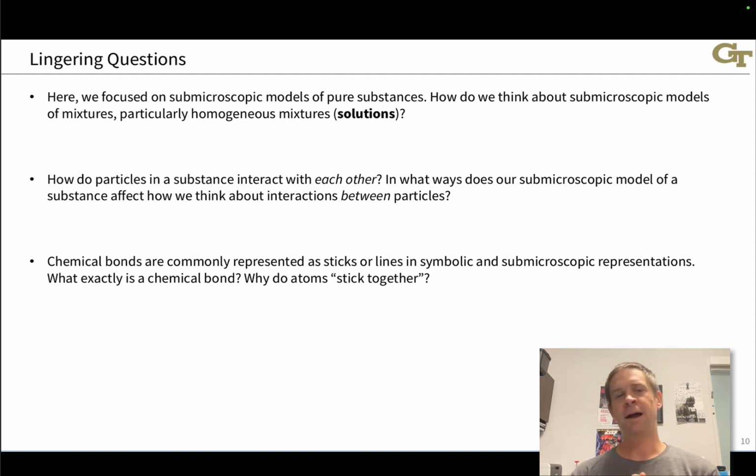We didn't say anything about how particles in a substance interact with each other. We talked a little bit about chemical bonding, but can interactions happen across molecules? That's an open question, and that is a question that you'll address in your introductory chemistry course. And then the basic question of within a molecule, or even within an ionically bonded substance, why do the atoms or ions stick together? What is a chemical bond exactly? This is also a question that you'll explore in detail in your introductory chemistry course.